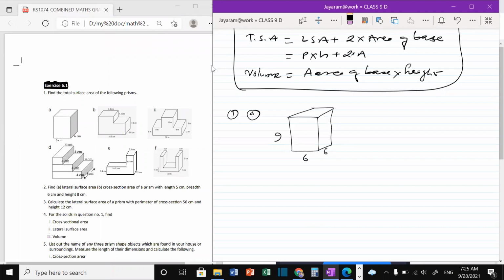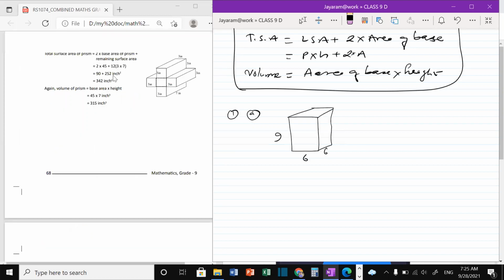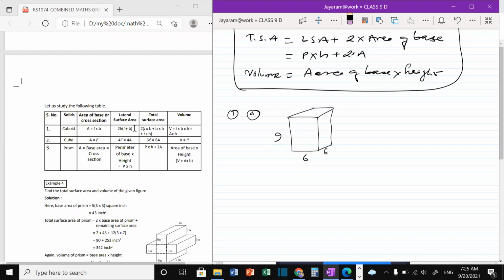9 centimeter. Now, this is a rectangle, so to find the total surface area, it is easy. Now see, what is the total surface area of a rectangular cuboid? That means 2 into (L into B plus B into H plus L into H). That we learned in the previous chapter also.